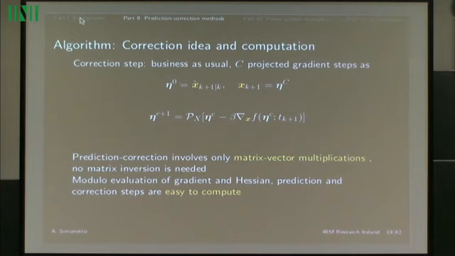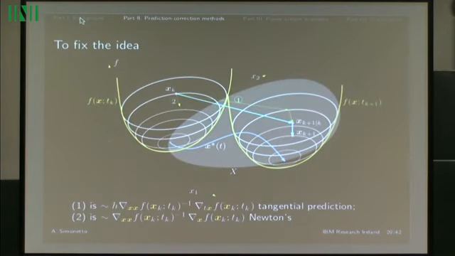And prediction-correction in this sense involves only matrix-vector multiplications, so no matrix inversion is needed. And of course you will have to evaluate the Hessian, but if those are easy to compute, that's a very lightweight method. And this is a very rough sketch to give you an idea.